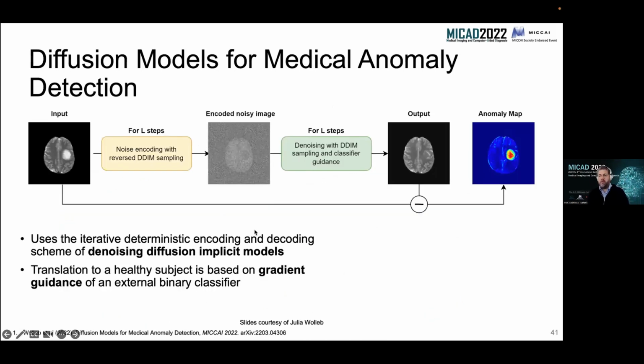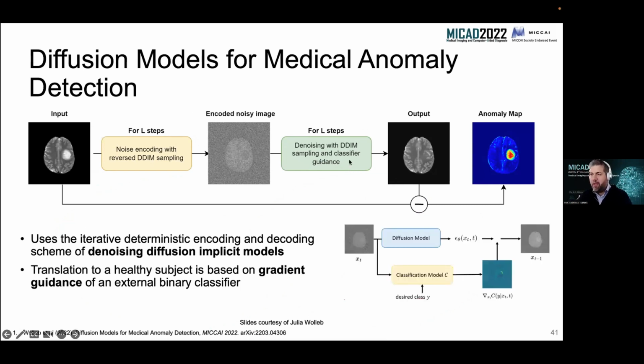One of the works I'll show you is by, again, Julia, where they have an input image. They do the reverse steps to go to the noisy version, and then they denoise, but not everywhere. They push the denoising to happen according to some classifier guidance. They use the gradients of a classifier with respect to the desired class, such that they can emphasize the changes more or less in this area. By doing this, they are essentially deleting where the abnormality is, and once you do this subtraction, you are able to get an anomaly.